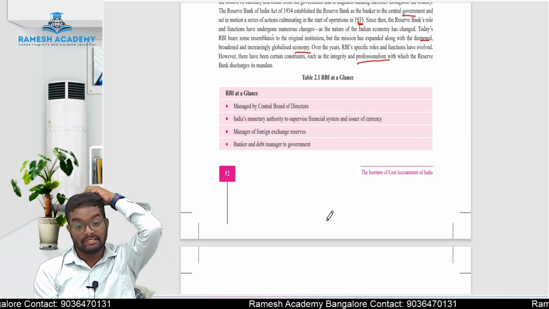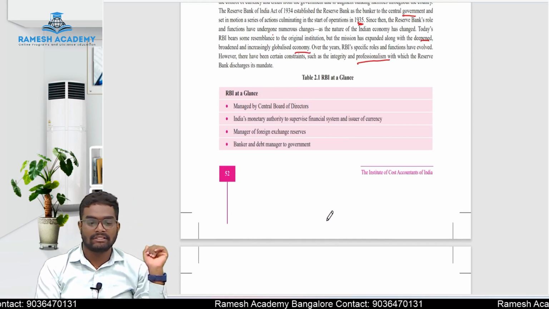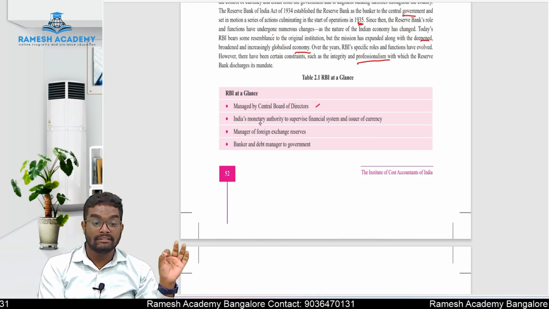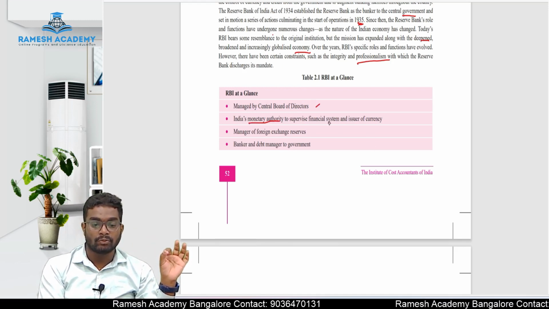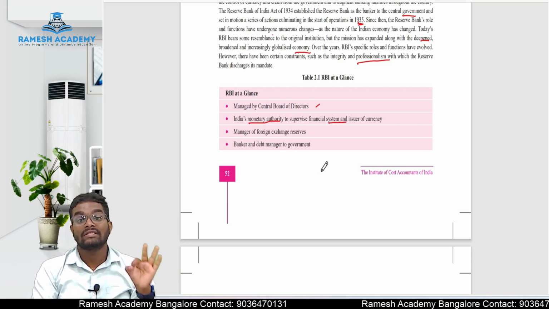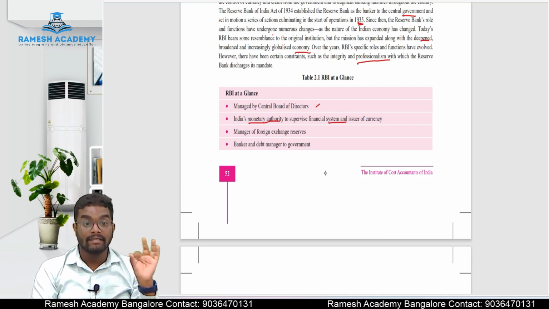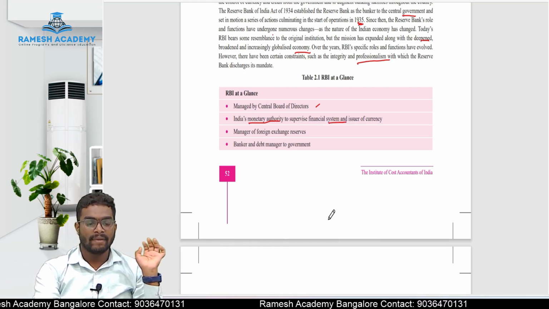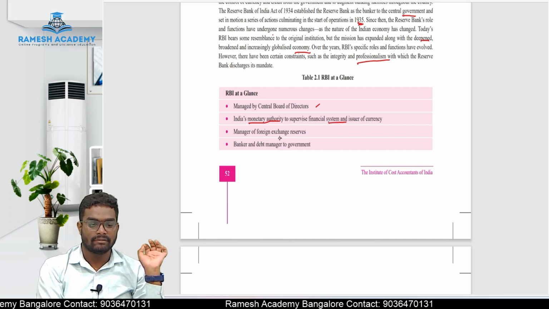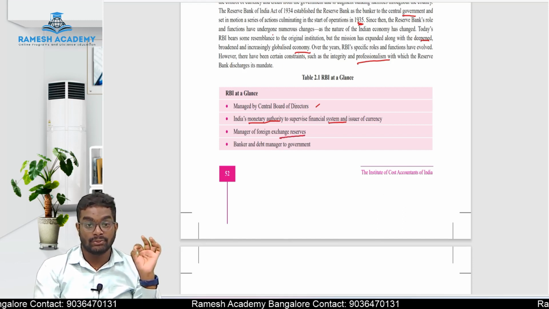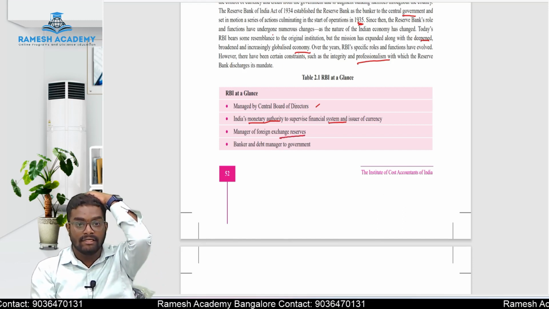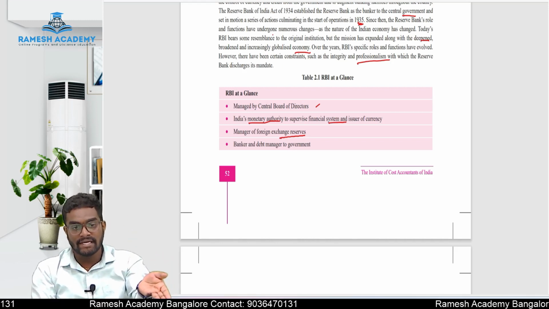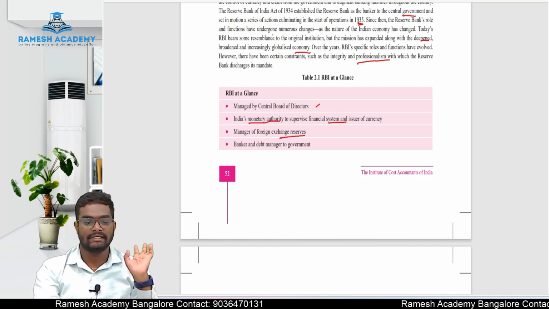So, we will see the RBI at a glance. First, it is maintained by the Central Board of Directors. Then it is the Indian monetary authority to supervise the financial system, and no other government agency is allowed to do this except RBI. It is the manager of foreign exchange reserves. You might have heard in the news that Indian foreign exchange reserves have increased due to more FDI, or foreign direct investment, in the country.